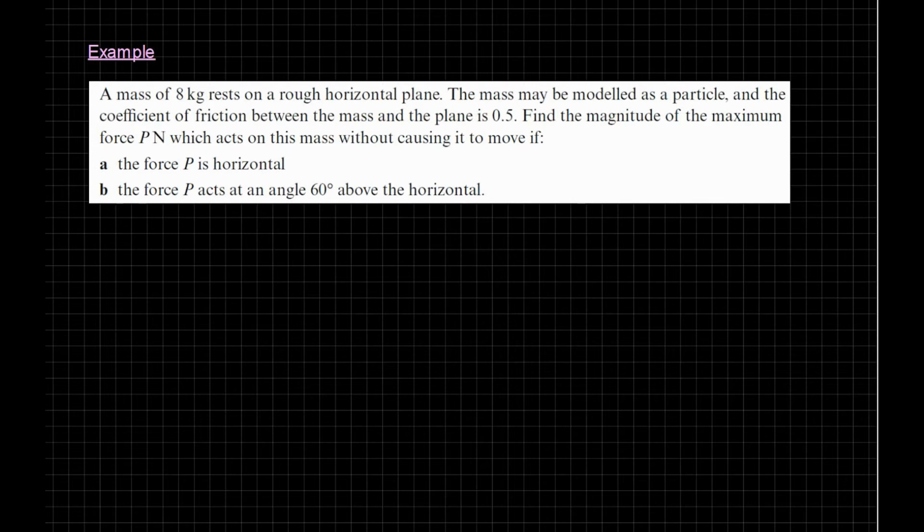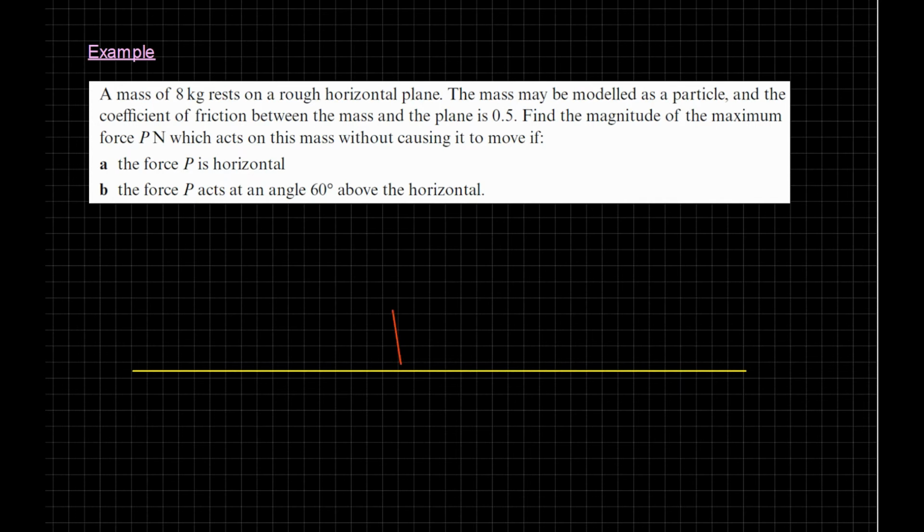So we've got 2 examples to work through. Let's look at the first one. We've got a mass of 8 kilograms. It's on a rough horizontal plane. We're going to see the word rough a lot more now because we're talking about friction. And the coefficient of friction between the mass and the plane is 0.5. Right, let's start drawing things. So, horizontal plane, that's nice. It's a mass of 8 kilograms.